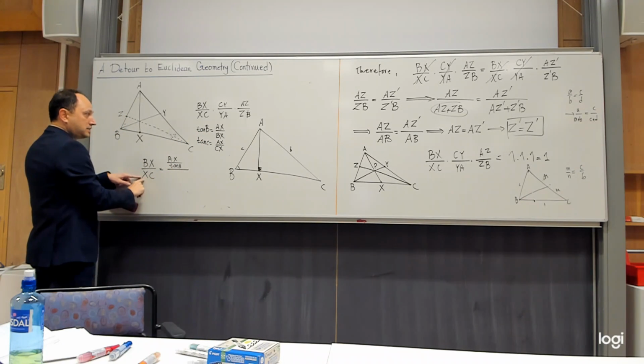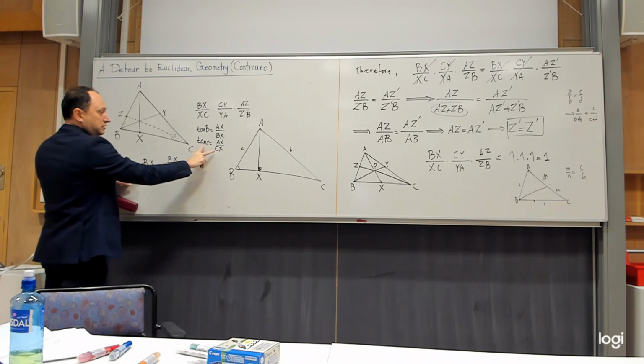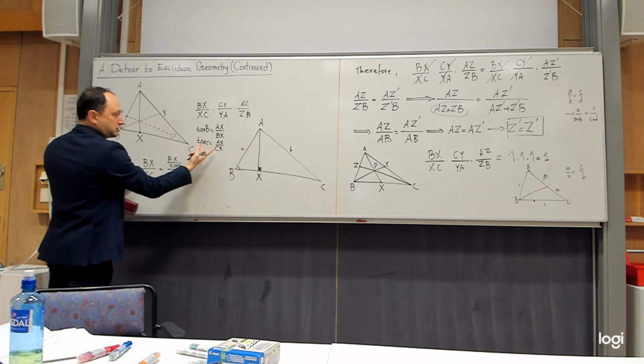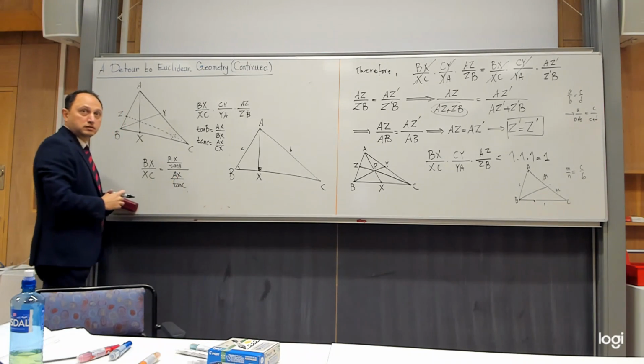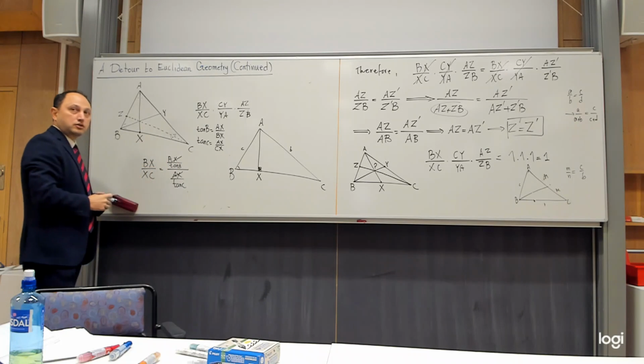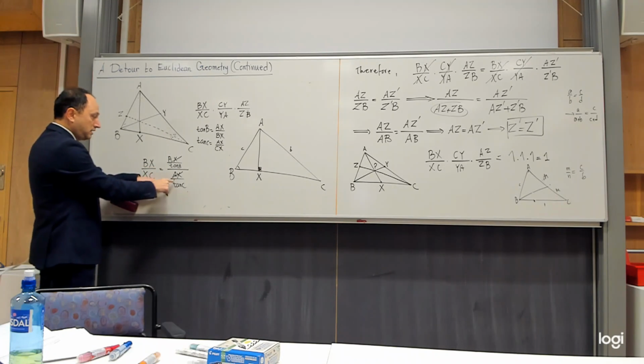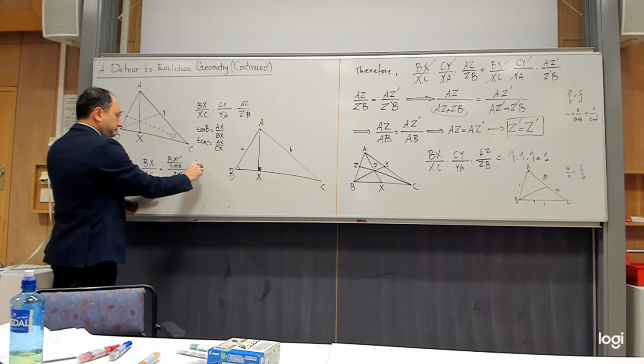Okay, and instead of XC or CX, what can I write? CX and XC are the same. I can interchange them. So it becomes AX over what? Tangent of C. So this AX and AX are gone. And then tangent C goes to the numerator.